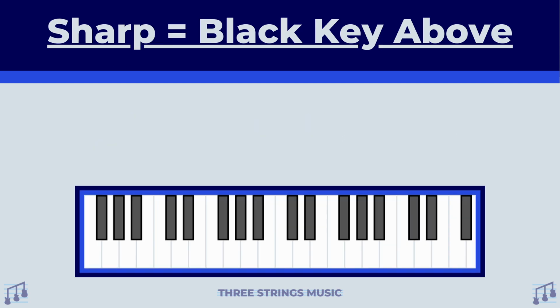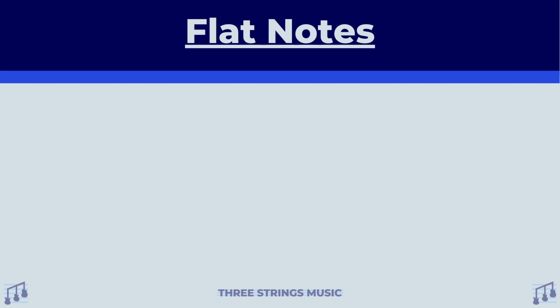So what exactly does this look like on a piano? Well, let's take this G for example. If you look at that black key that is directly above G, you will get G sharp. Let's give you another example. Here we have C. And if you were to play the black key that is directly above C, you would get C sharp.